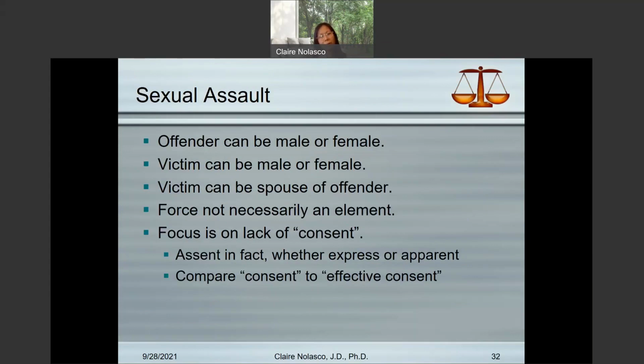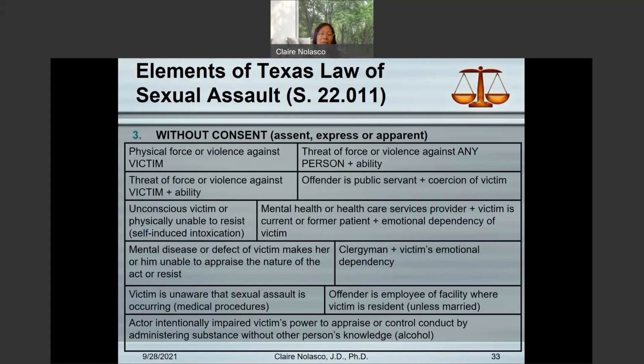What is consent? Consent is assent, in fact, whether express or apparent. Under the Texas law of sexual assault, section 22.011, instead of defining what consent is, they specifically identified and enumerated the instances wherein there is no consent. This covers all situations wherein the Texas law of sexual assault said that any sexual intercourse or penetration between the offender and the victim is presumed without consent.